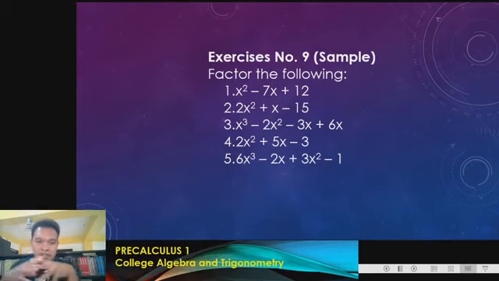So, last video, nag-end po tayo dun sa exercise number 9, which is factor the following or factoring polynomials. So, today, my video will talk about the binomial theorem or how to expand a binomial expression, no?